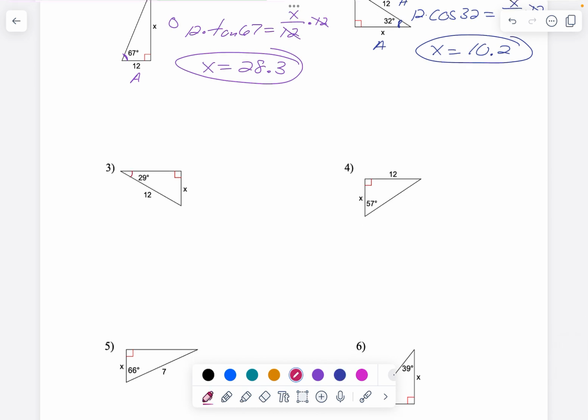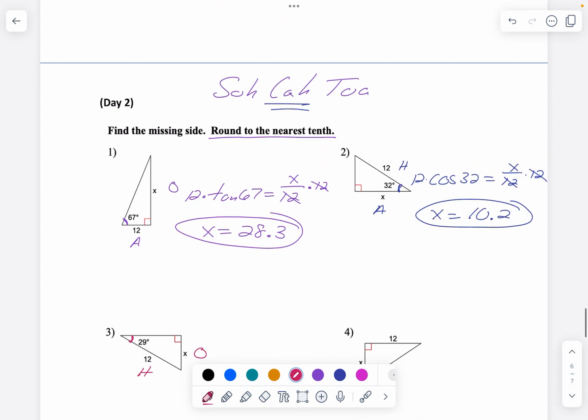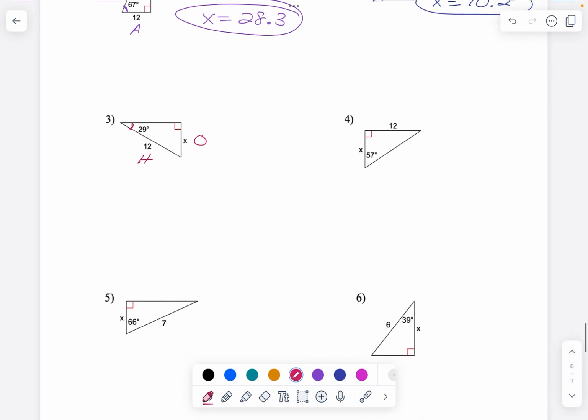Okay, next one. We know this is 29 degrees. With regard to 29, this is opposite. Oops, I meant to write opposite hypotenuse. So opposite and hypotenuse, that's sine. So sine of 29 is equal to x over 12. Why do all these have 12? Well, if it wasn't 12, we'd multiply whatever was down here, both sides. 12 sine 29. We put that in our calculators, and we get x is equal to 5.8 rounded to the nearest tenth.